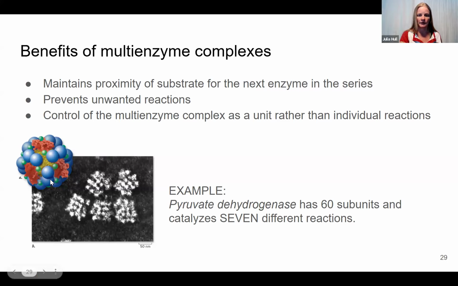So we can see what this looks like at the model level, right, where we have all these different active sites. And then this is what it looks like using a transmission electron micrograph, a TEM. Okay, so this is what it actually looks like in a cell.